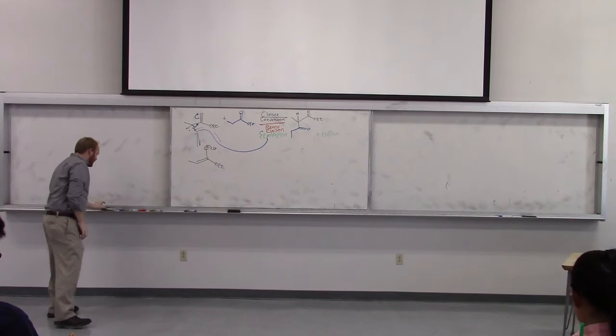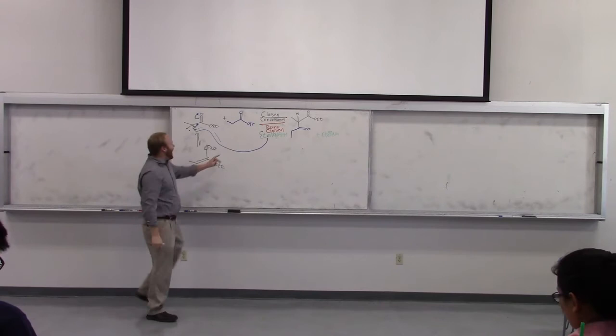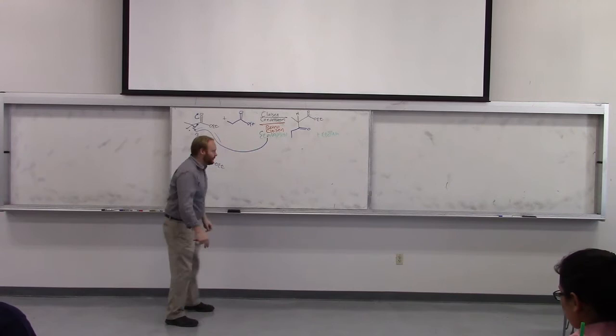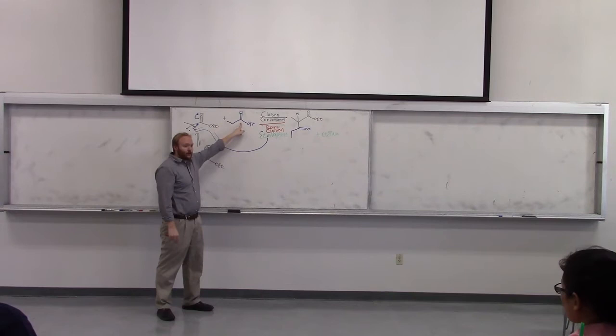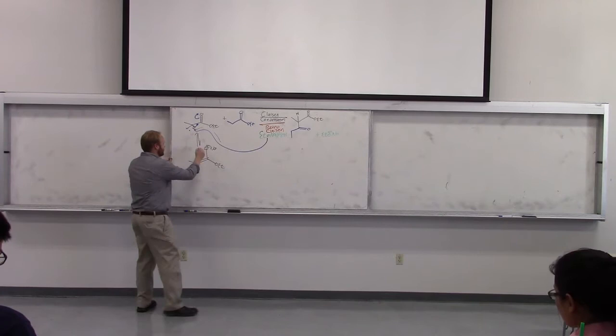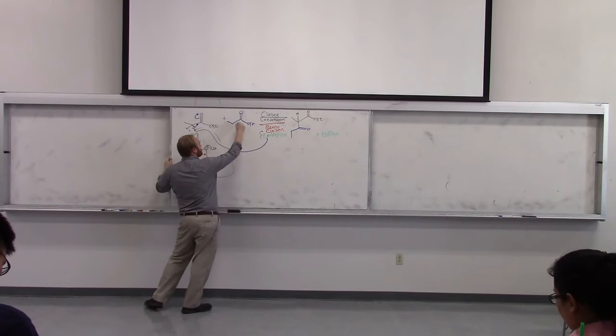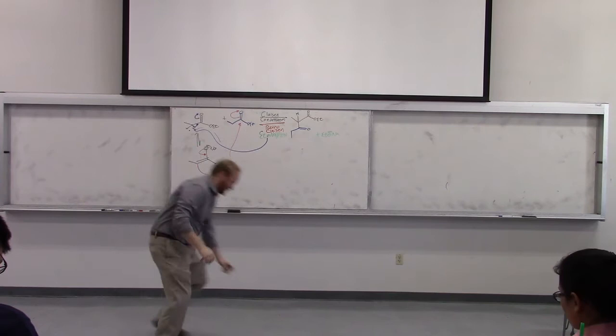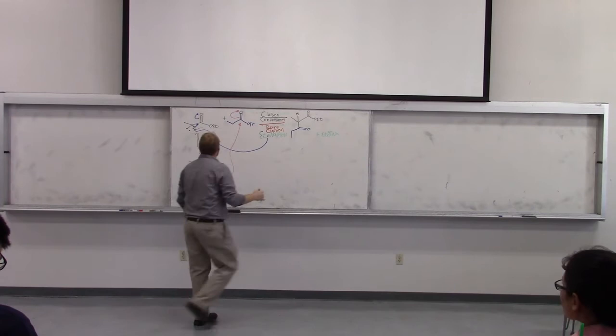And then the key step, and I'll draw this arrow in red, is the enolate attacking another equivalent of itself for the homo-Claisen. That's going to attack another equivalent of itself in non-protonated form. So it's an enolate attacking an ester. And so what that will give us will be a tetrahedral intermediate.